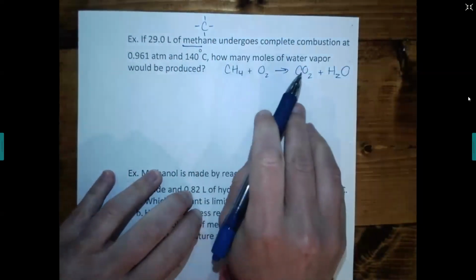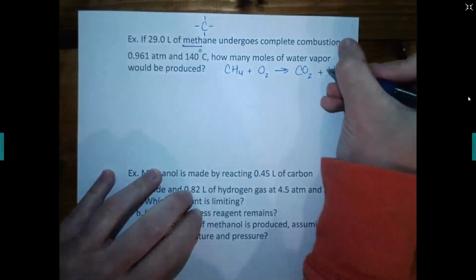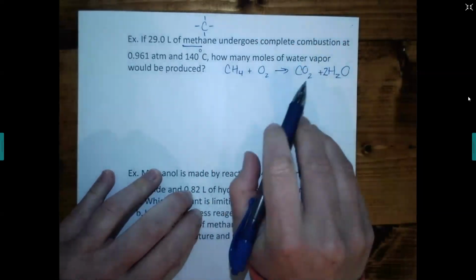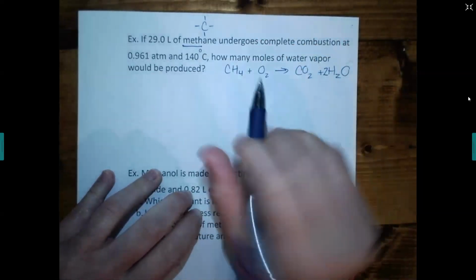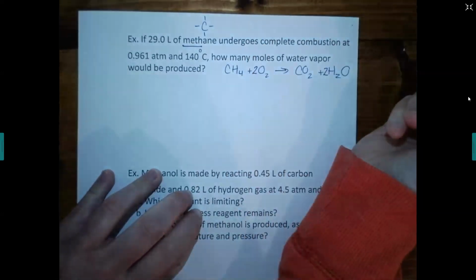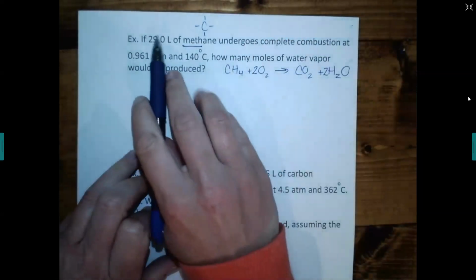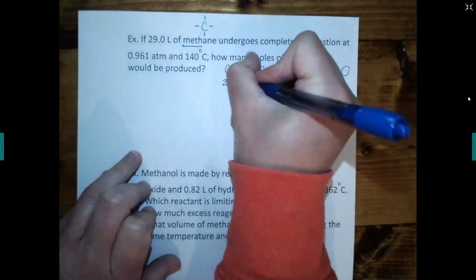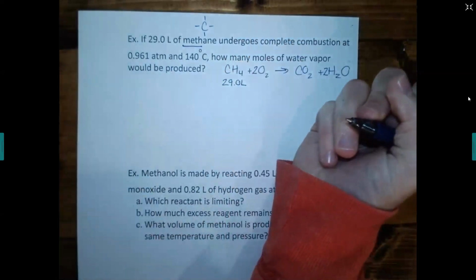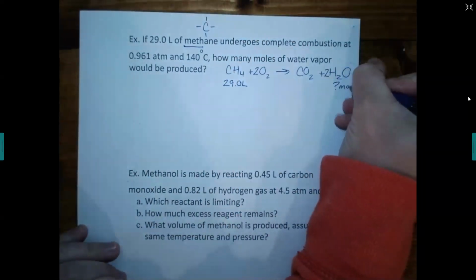So 1 carbon, 1 carbon, 4 hydrogens, 2 hydrogens. Let's fix that. Now I have 2 plus 2, so I have 4 oxygens, so I'm going to put a 2 in front of oxygen here. So now the equation is balanced. So what have they told me? They've given me the liters of methane, and they've asked me to solve for moles of water vapor.